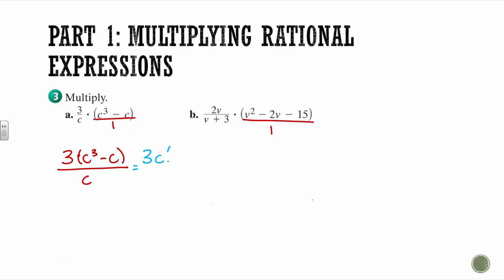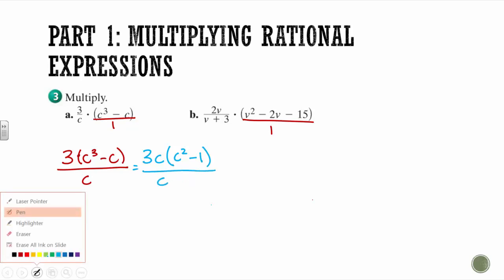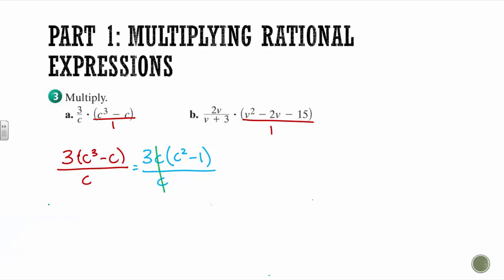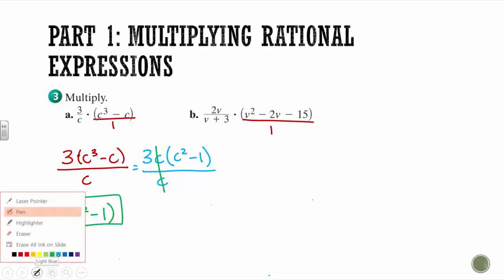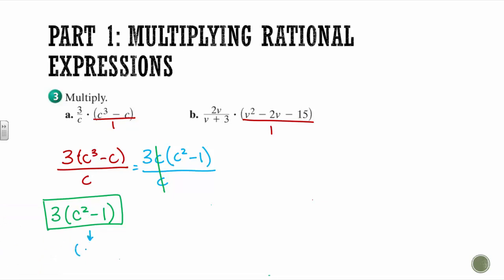So they both have at least one c, and then I have c squared minus 1, all divided by c. So then I notice that these c's can cross off. So I have c times c minus 1, or c squared minus 1, and we can leave it like this. Now technically, if we were going to do something else with this problem, we wouldn't want to leave this because this is a difference of squares. This is c plus 1 times c minus 1. But because all we're doing is just multiplying, we can leave what we have in the green box rather than simplifying it even further.